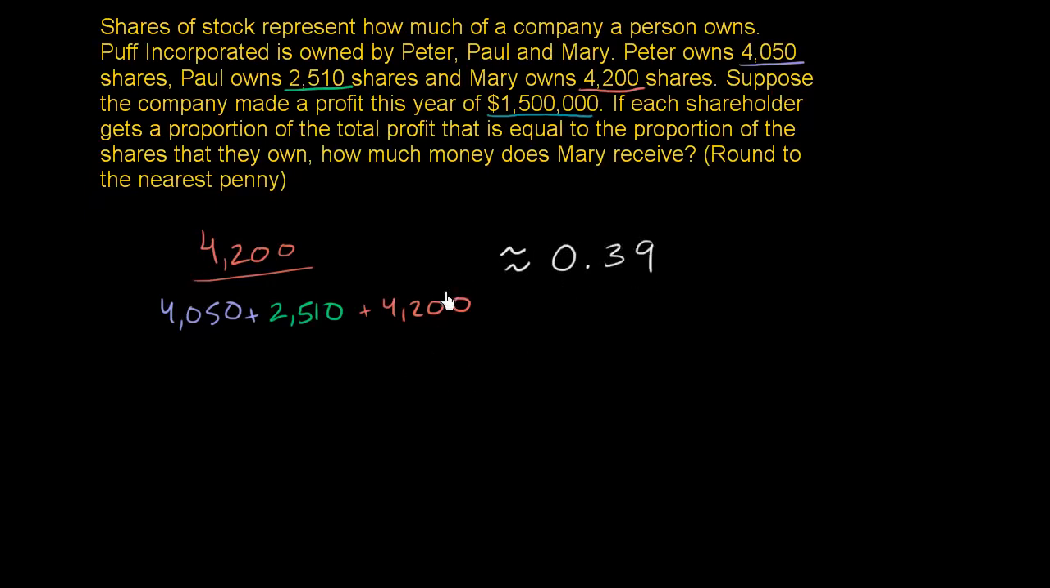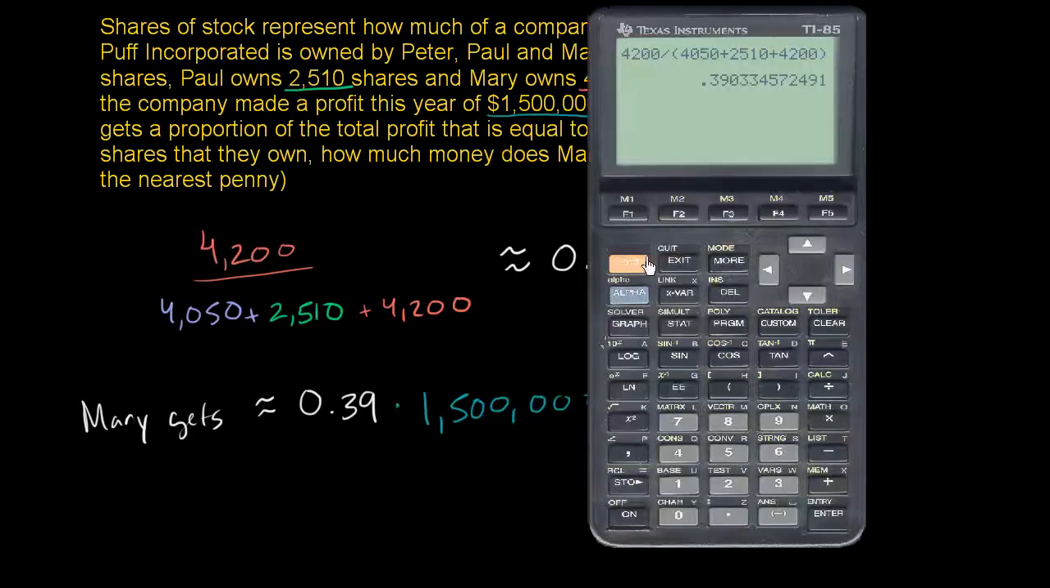And so if we want to figure out how much profit she gets, it's this much times the total profit. So Mary gets 0.39, and this is the exact quantity right over here. 0.39 is the approximation. This little squiggly equal sign is how I say approximately. She's going to get 0.39 times the total profit, which is $1,500,000.